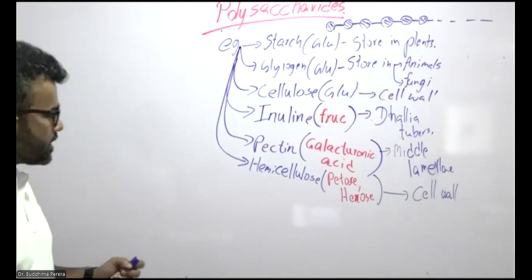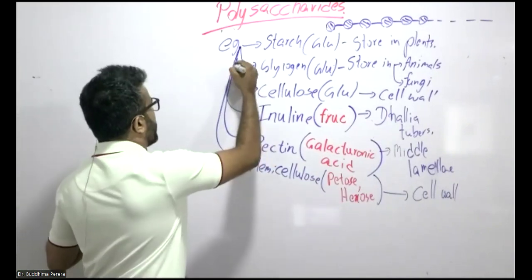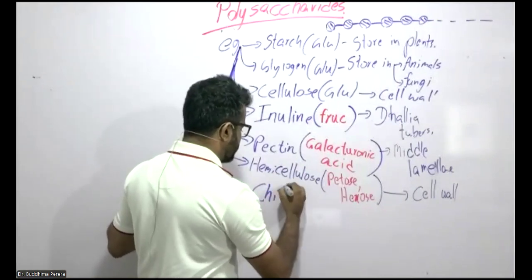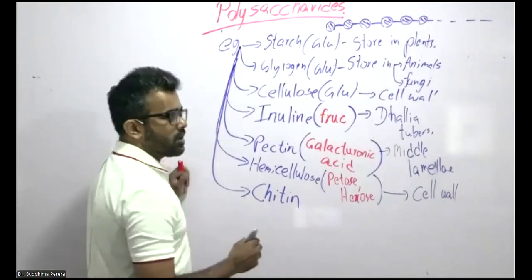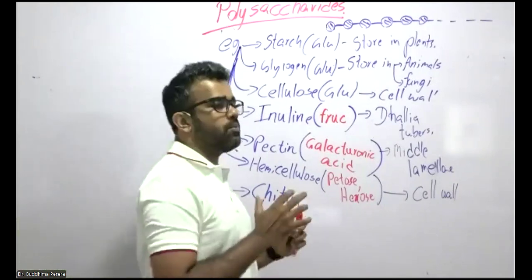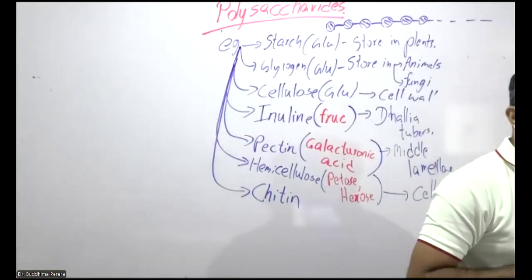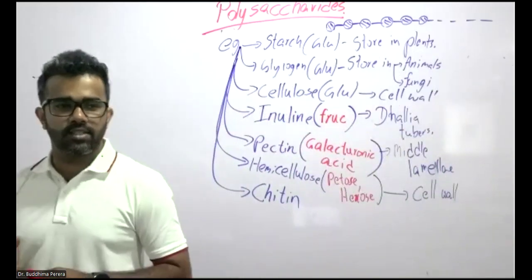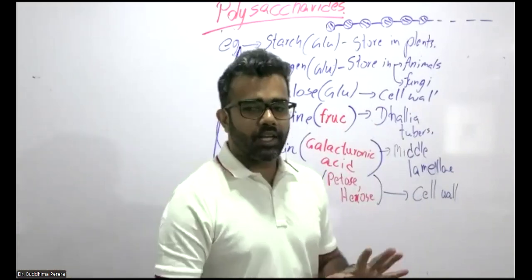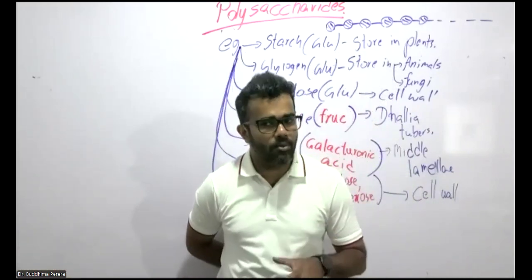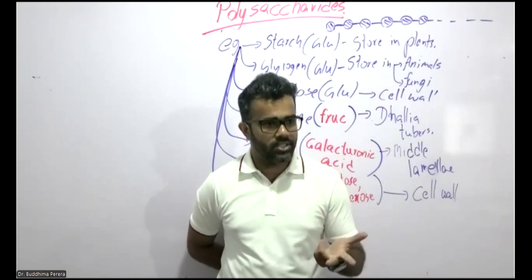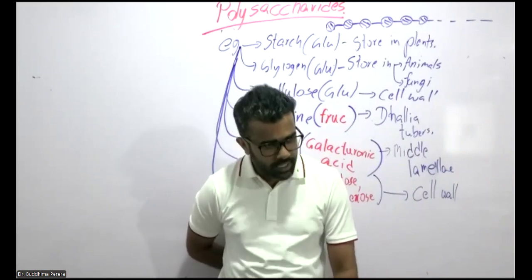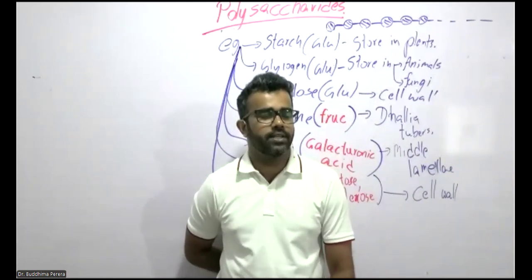Then there's another one called chitin. Chitin is a special polysaccharide. Why is it special? It contains nitrogen. What is the elemental composition of carbohydrates? Only OCH. It doesn't contain nitrogen. It just contains oxygen, carbon and hydrogen.